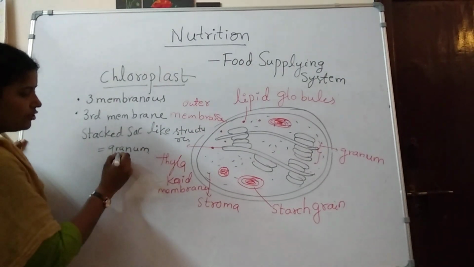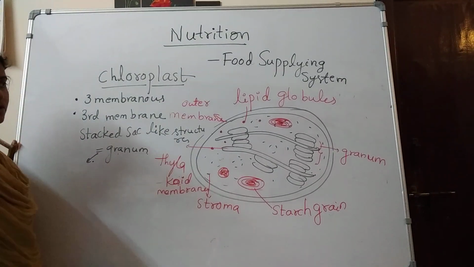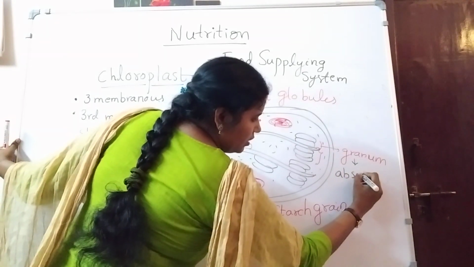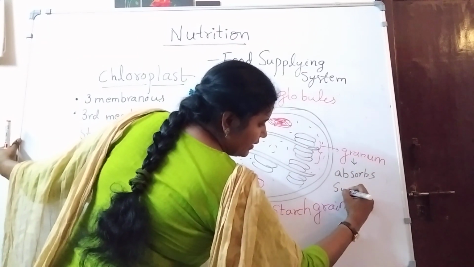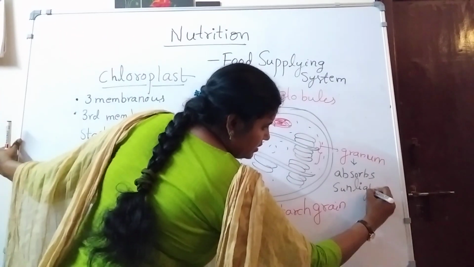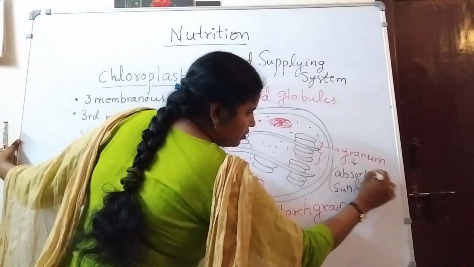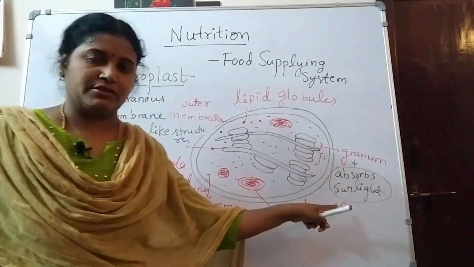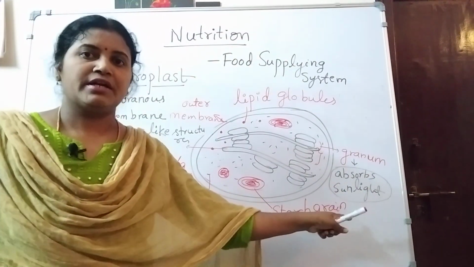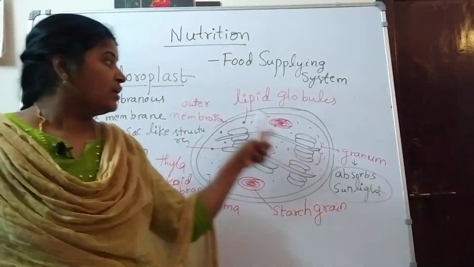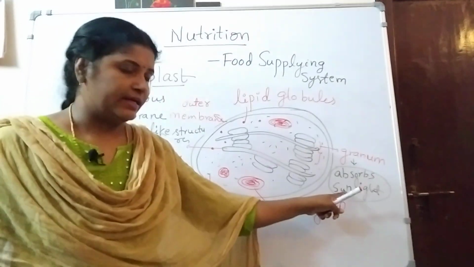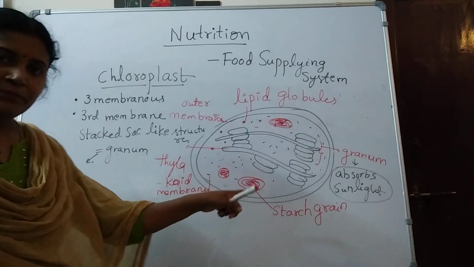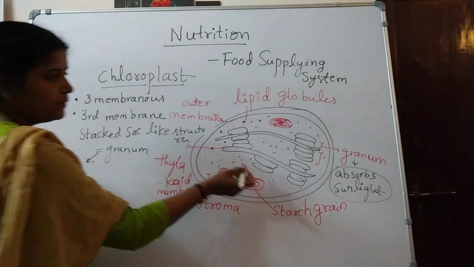So what is the function of granum? Granum is responsible for, see here I am writing, absorption. It will absorb the sunlight. That is the main function of granum. Here it absorbs the sunlight, and that sunlight energy, solar energy, is useful for preparing the food molecules. Then this is about the granum.